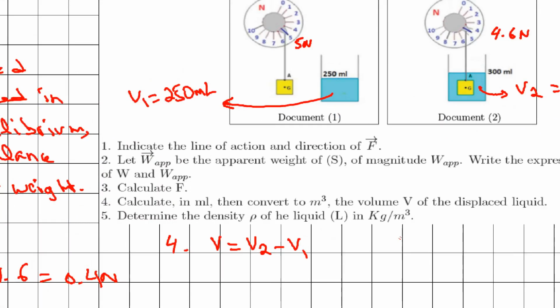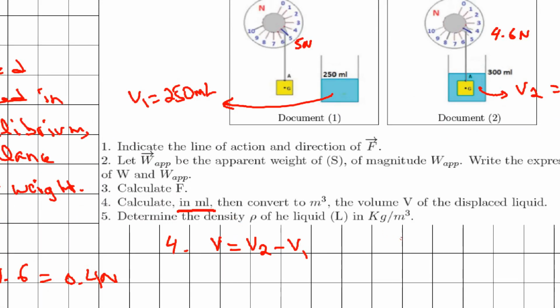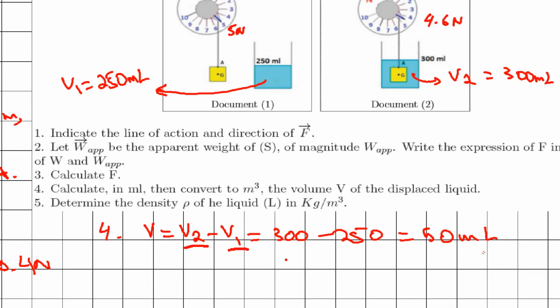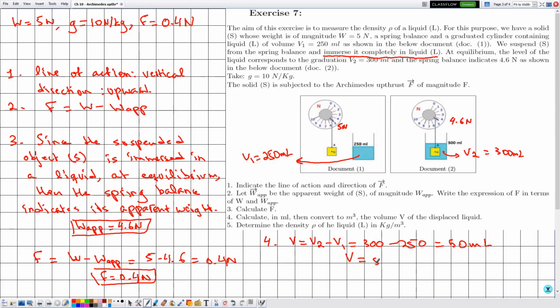They are telling me to calculate in milliliters, so they require that the unit of V first must be in milliliters, so V2 must be in milliliters as well as V1. Then we will convert milliliters to meter cube. Then 300 minus 250 is 50 milliliters, since both V2 and V1 are in milliliters, so the volume V of the displaced liquid is 50 milliliters.